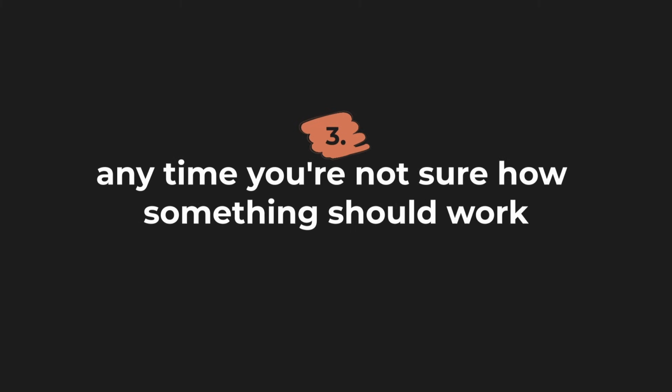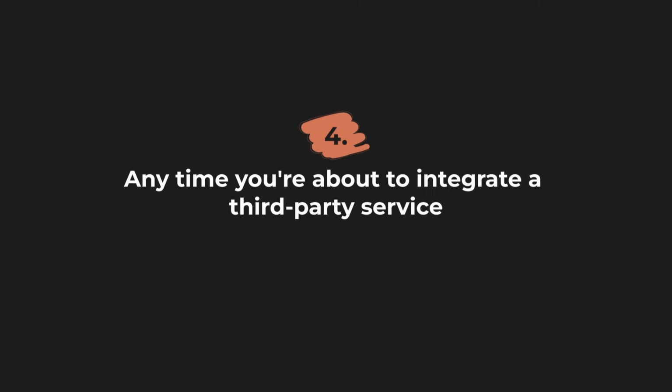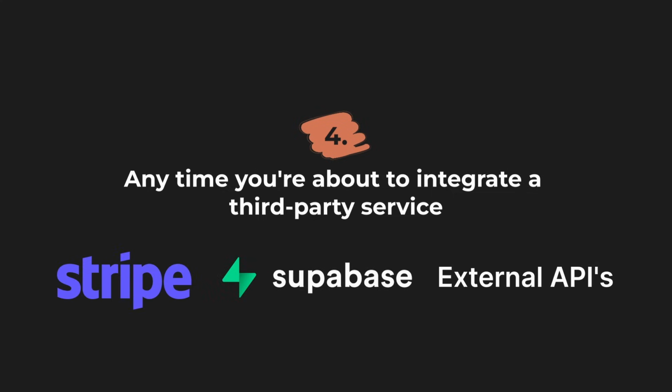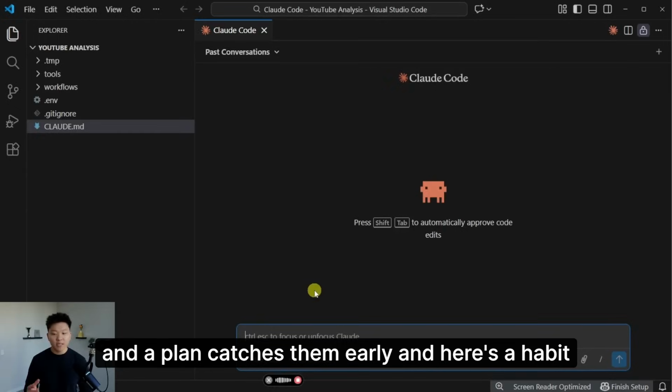If there's any ambiguity in your head about what you want, plan mode forces you to resolve it before code exists. Fourth, anytime you're about to integrate a third-party service, Stripe, Supabase, an external API. The integration points are where the most mistakes happen, and a plan catches them early.